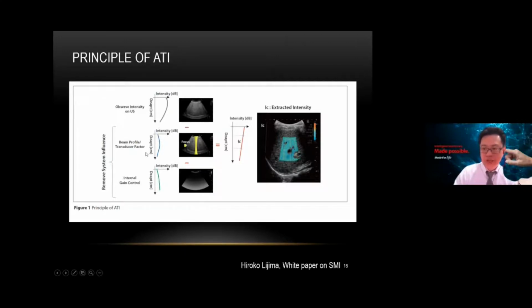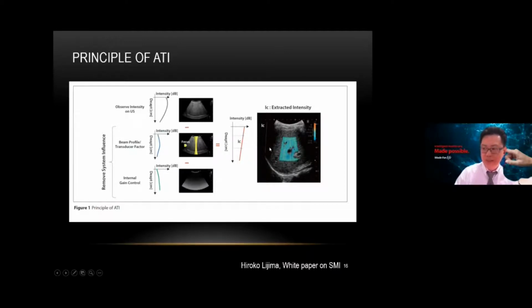So the machine will calculate: if the attenuation coefficient is strong, that means there's a lot of fatty liver. If the attenuation coefficient is mild or small, there is less fatty liver. But the machine has to control the confounding factors of the focus and the gain control, to make it more linear and calculate the attenuation coefficient, to make it stable to measure as a constant value.